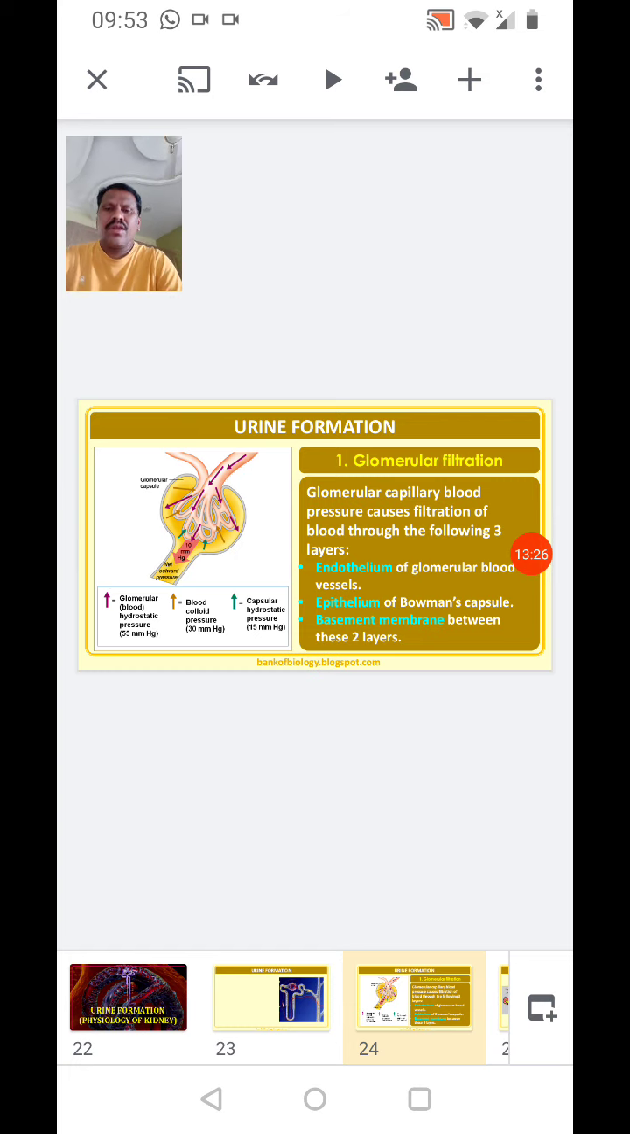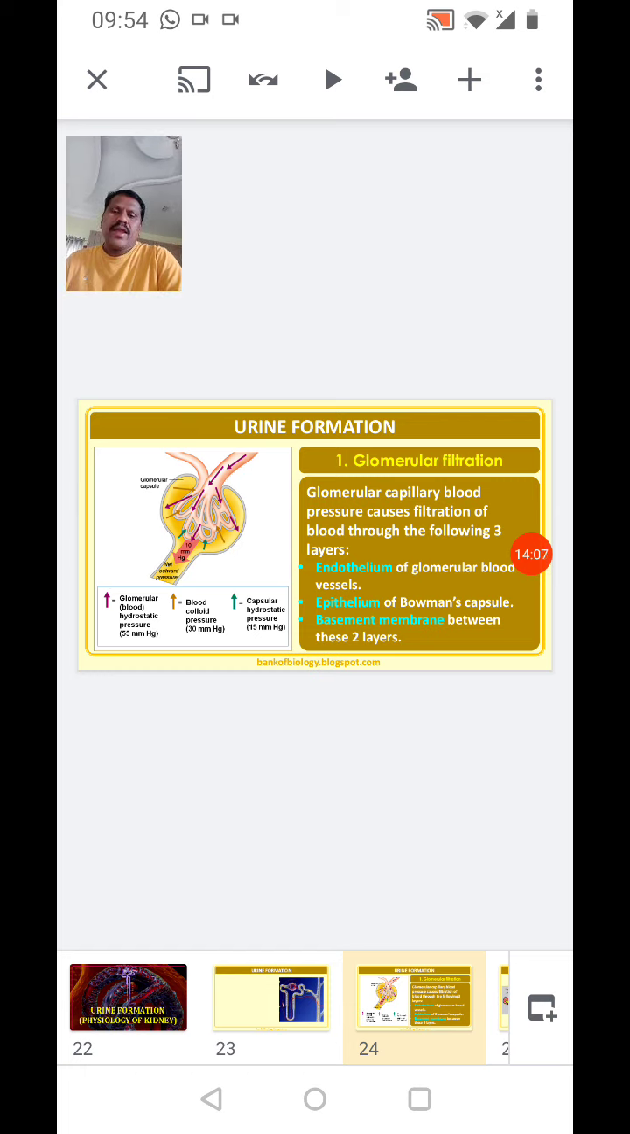You should remember that in the Bowman's capsule, due to the net filtration pressure, blood is filtered and primary urine is formed. When this primary urine passes through the parts of the renal tubule, the essential substances are absorbed and unnecessary substances are secreted. Absorption is known as selective reabsorption, and secretion is known as tubular secretion.